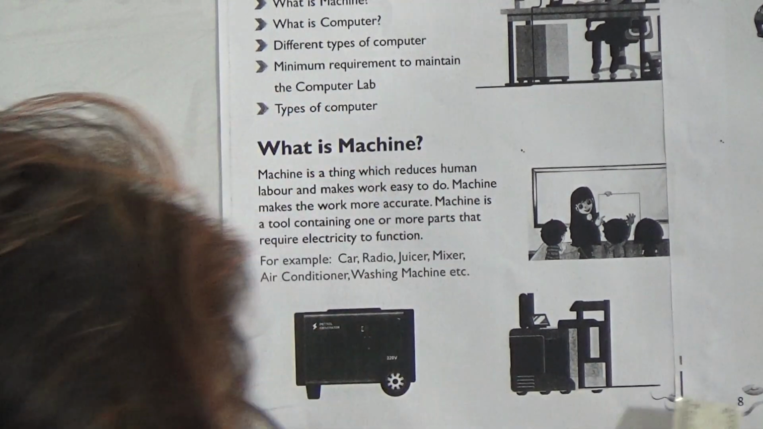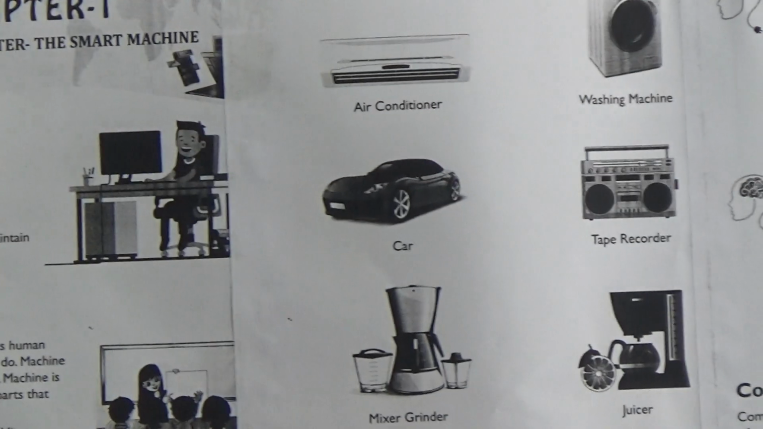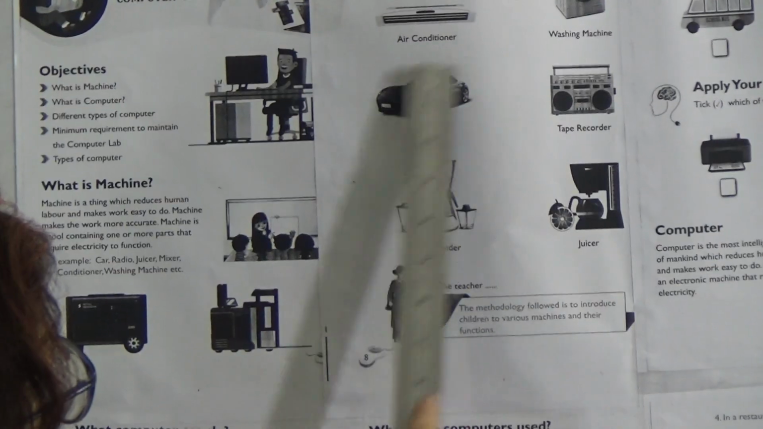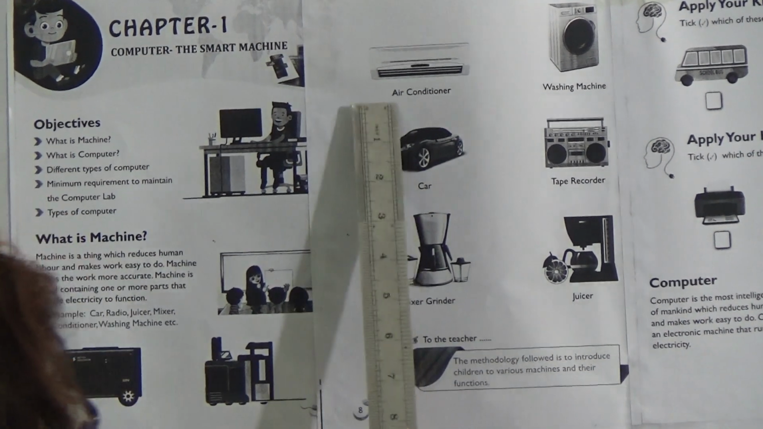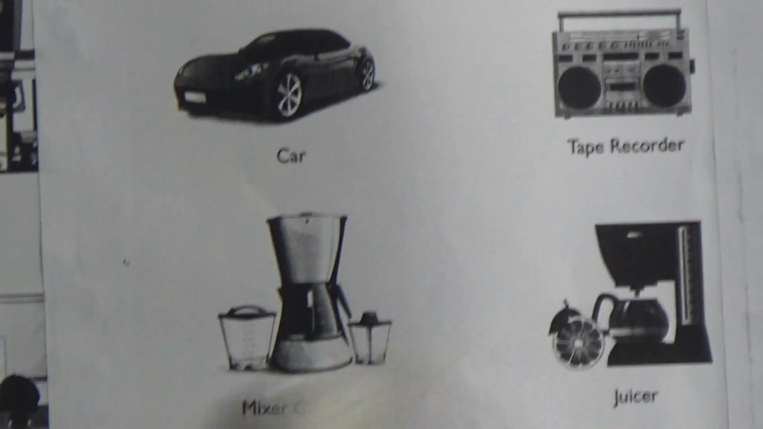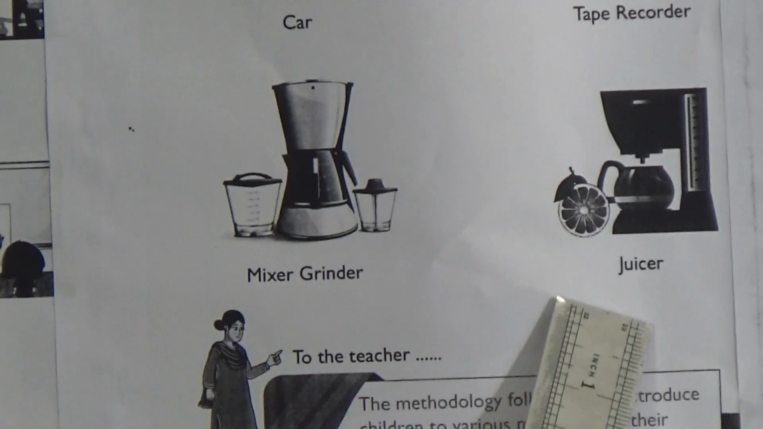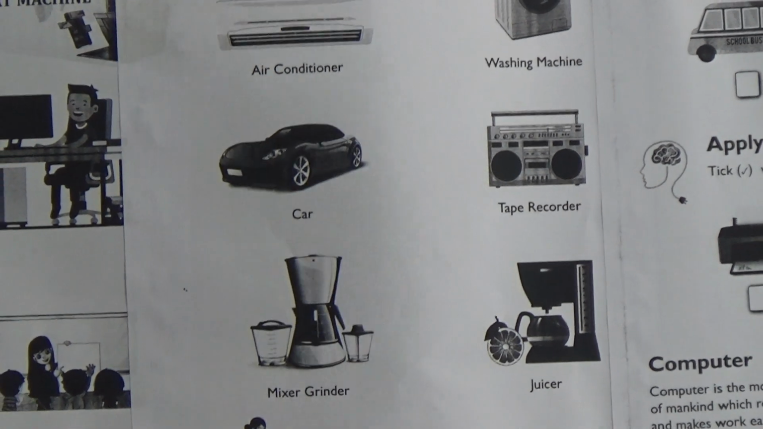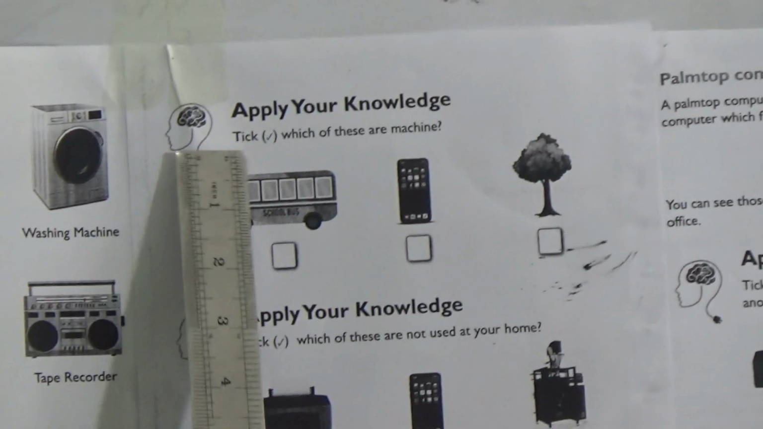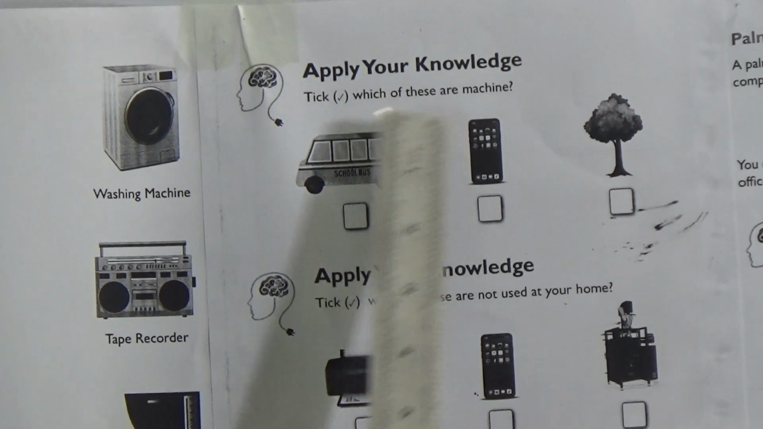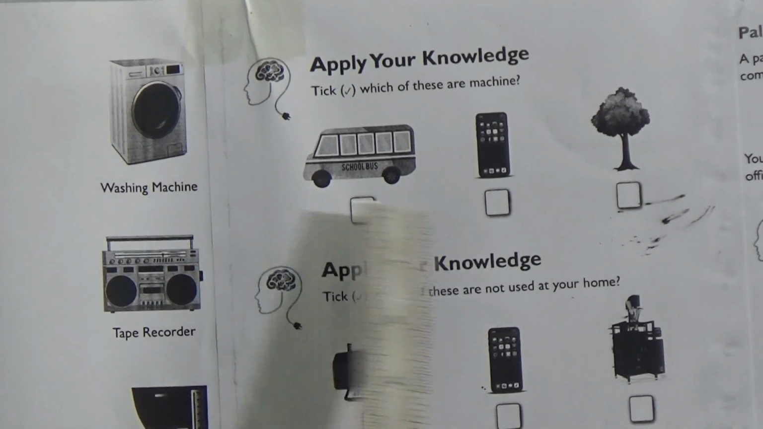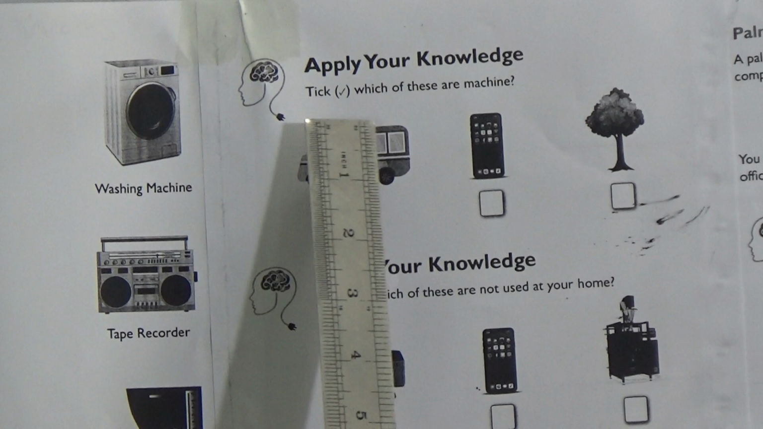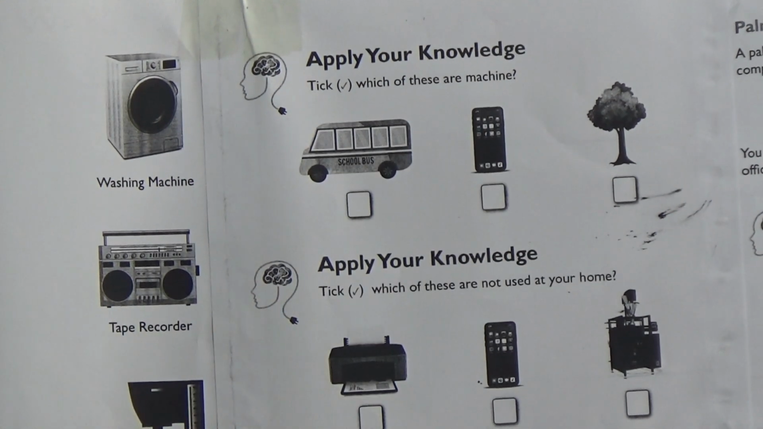Okay. Now move on to page number 8. Okay, dear learners, there are different types of machines here. There are air conditioner, washing machine, car, tape recorder, mixture grinder, and a juicer. Okay, and each instrument is a machine. Now apply your knowledge. Take which of these are machines. Here are school bus, mobile phone, and tree. Which of these are machines?